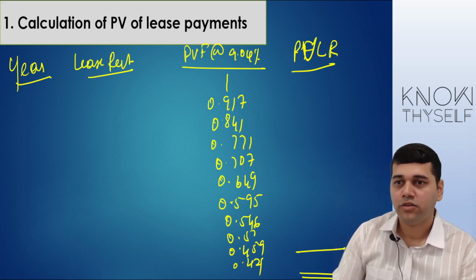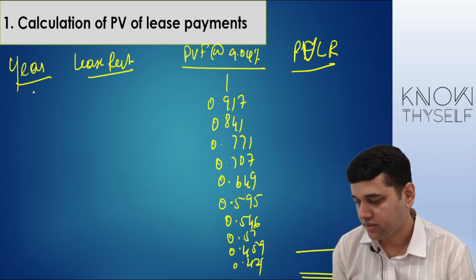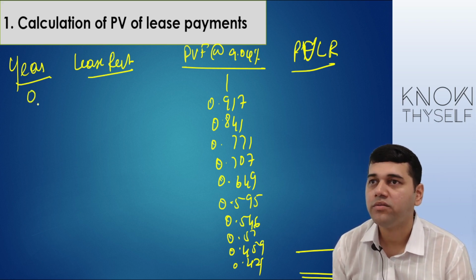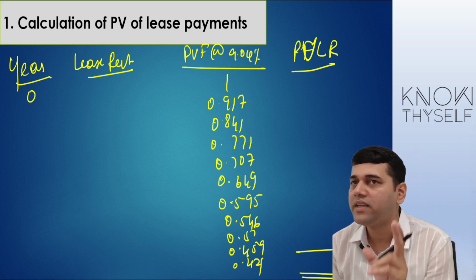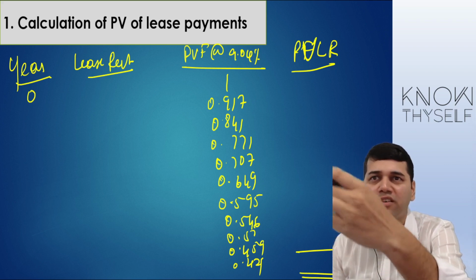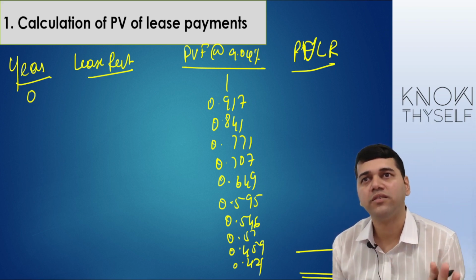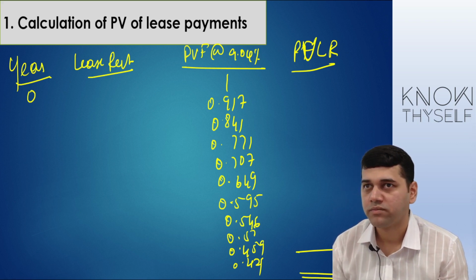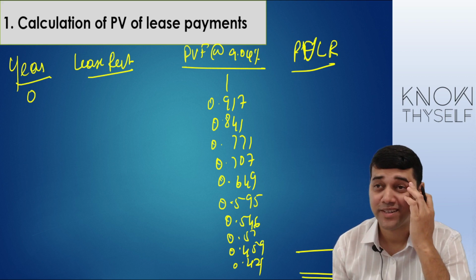Okay, so first let us write year. What should I write? I'll start with the year zero, because let us make one practice now. If I say rent at the beginning, present value factor, I'll start with zero. Yesterday I told one, then Umar said, no sir, let us start with zero. Avoid all confusions. You got 50? Yes, perfect.